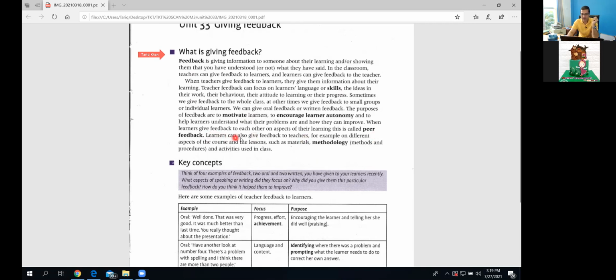When learners give feedback to each other, an aspect of their learning, motivate learners. Here, this point: to encourage learner autonomy and to help learners understand what their problems are and how they can improve. So motivation is there in your feedback. You have to motivate them. You have to encourage their autonomy, independence.